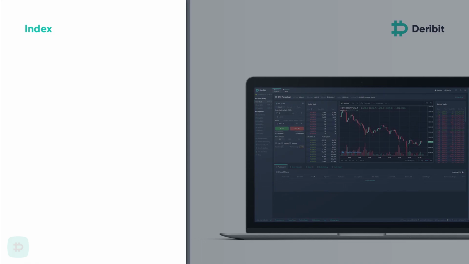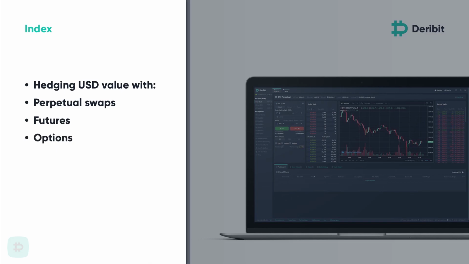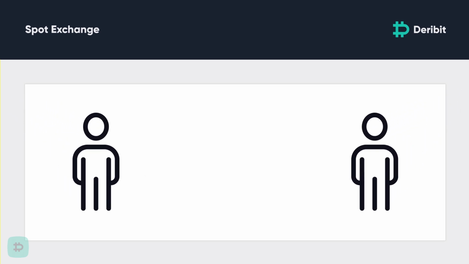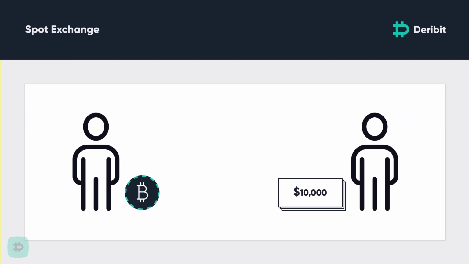This guide will briefly cover hedging using the perpetual swap, futures and options on Deribit. When trading on a spot exchange where you buy and sell Bitcoin for USD, if you wish to end your exposure to the Bitcoin price and maintain the dollar value of your account, you would simply sell into USD.